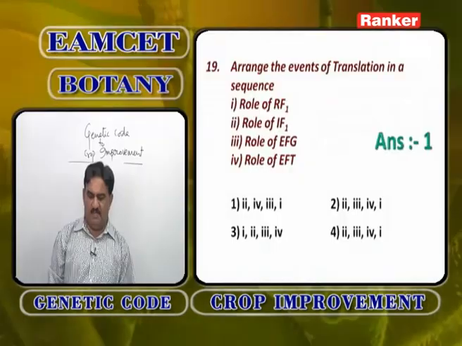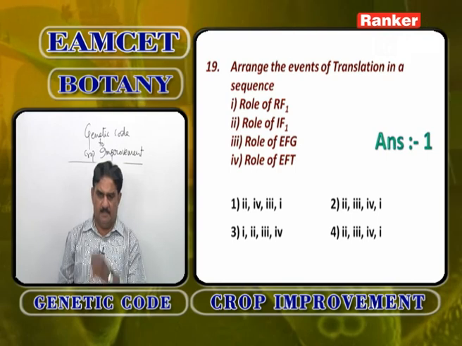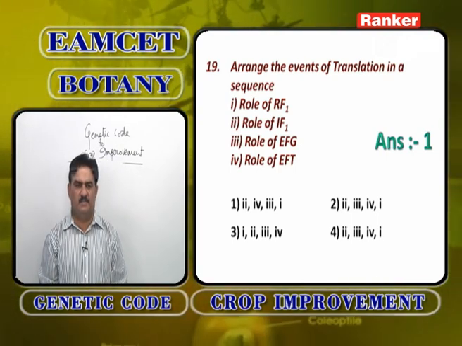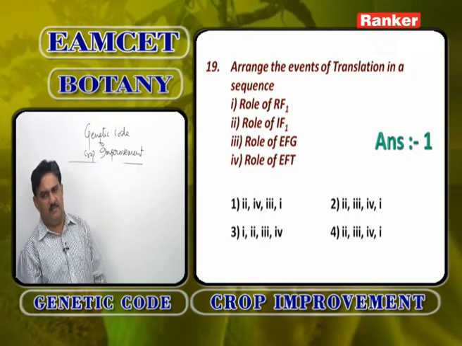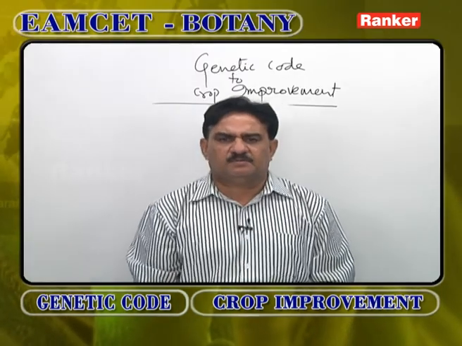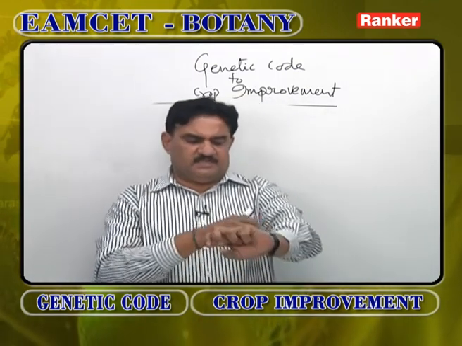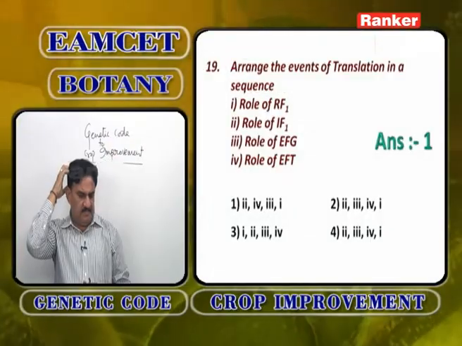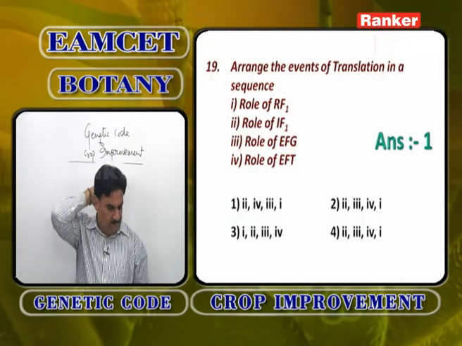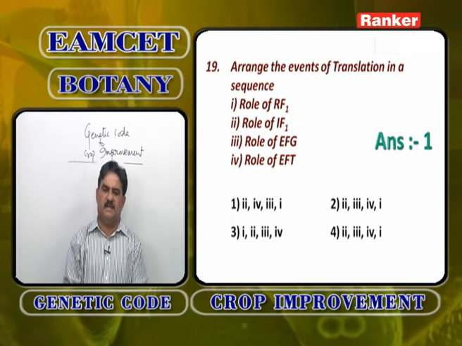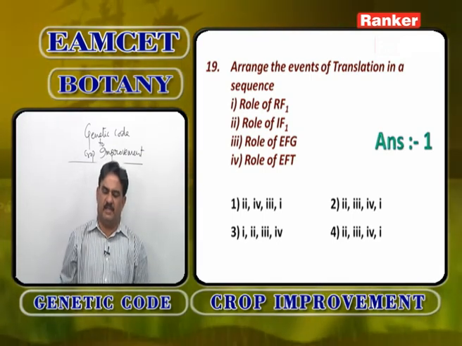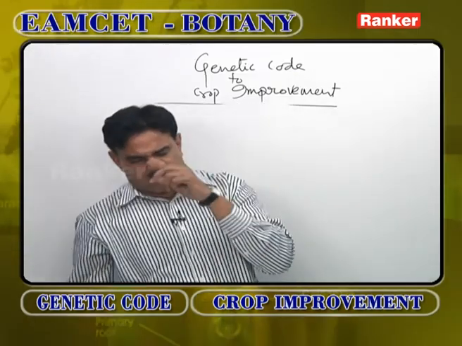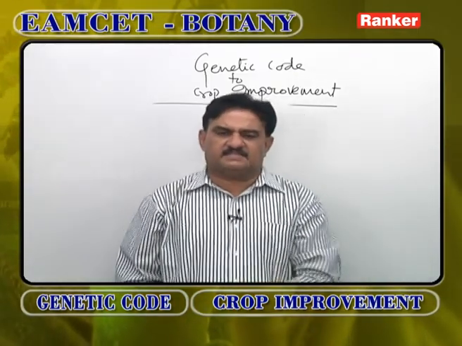Then comes the role of EFT. EFT always takes the activated amino acid to the vacant A site. The first amino acid is always present in the P site. From the second amino acid onwards, everything goes to the A site. So, for effective protein synthesis, the A site must be kept vacant. Then the role of EFG. EFG makes the ribosome move. Why does the ribosome move? Translocation. The ribosome moves to make the A site vacant.